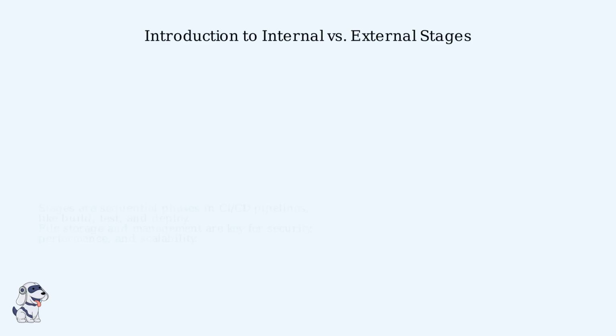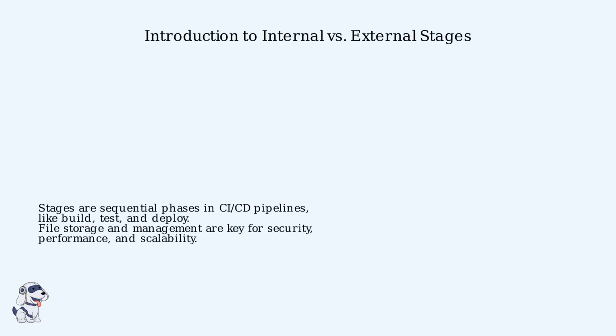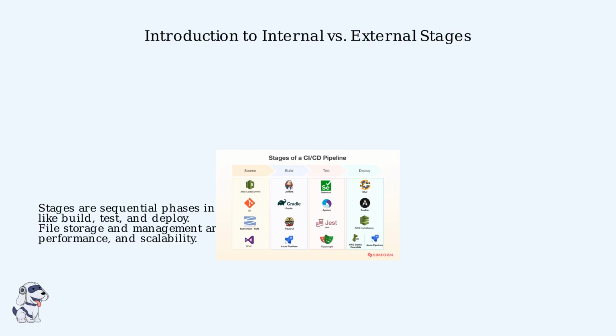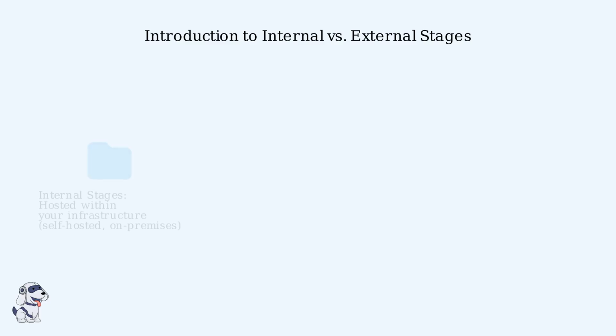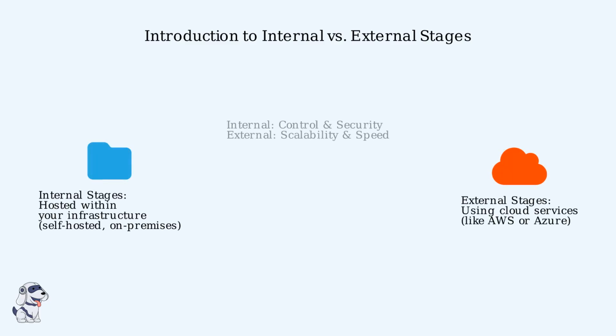Let's explore the concept of stages in CI/CD pipelines, focusing on where to store files and how to use them. Stages are sequential phases like build, test, and deploy. Here's a visual representation of a typical CI/CD pipeline with its stages. We'll differentiate between internal stages, hosted within your own infrastructure, and external stages, using cloud services like AWS or Azure.